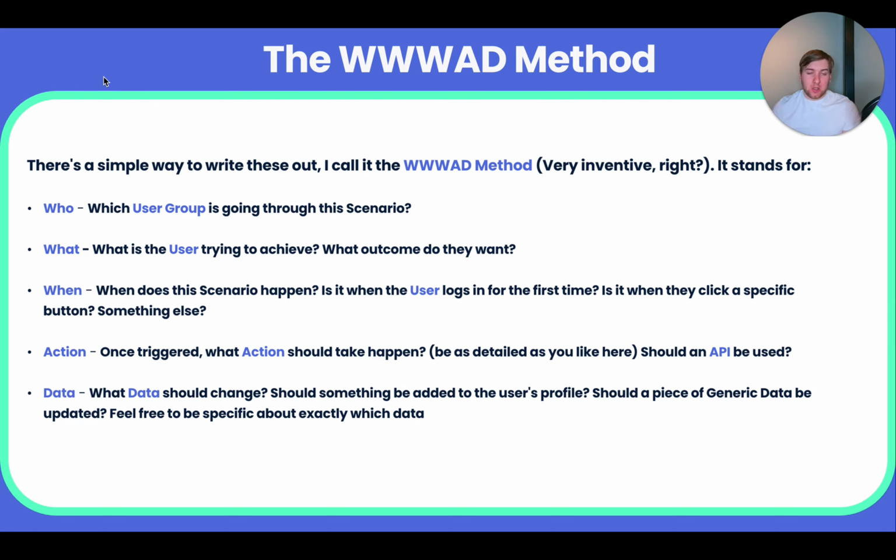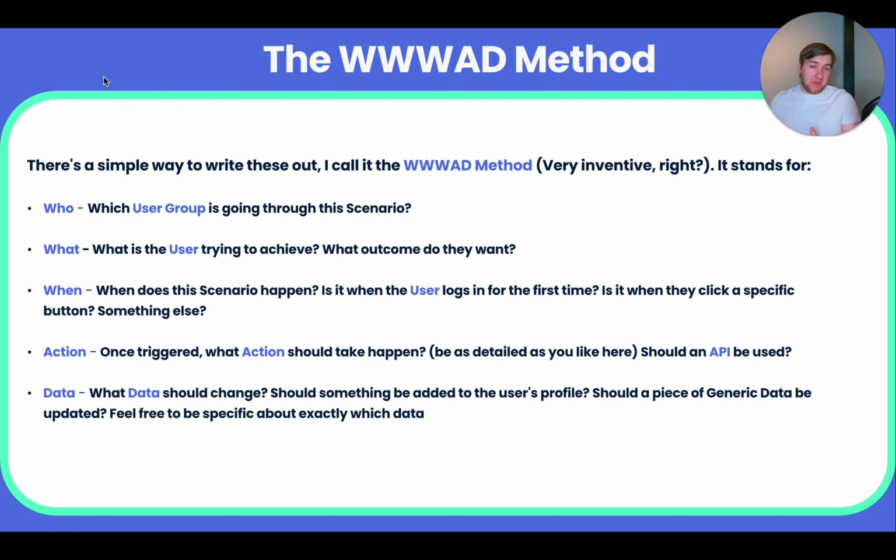Should something be added to the user database? Should a piece of generic data be updated? You can be completely specific. You might say, okay, so with Airbnb, when we upload an apartment, we're going to have an apartment description, between 1 and 30 photos, a rating, an address, etc. And that's the kind of thing with these scenarios in general, right?